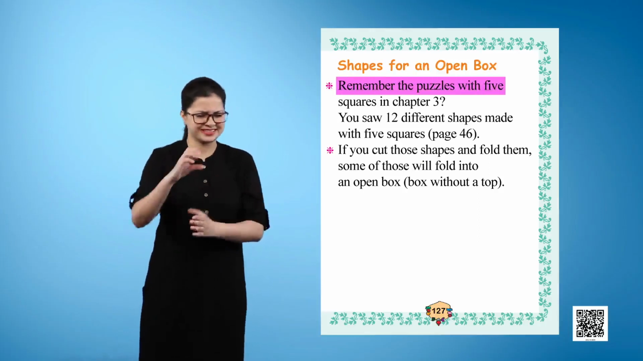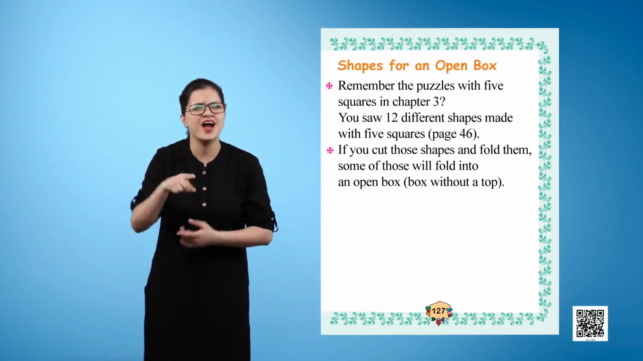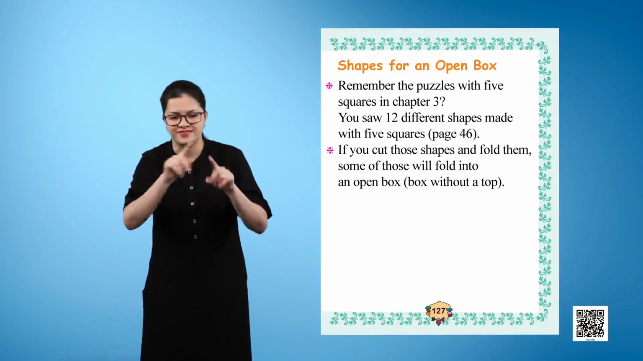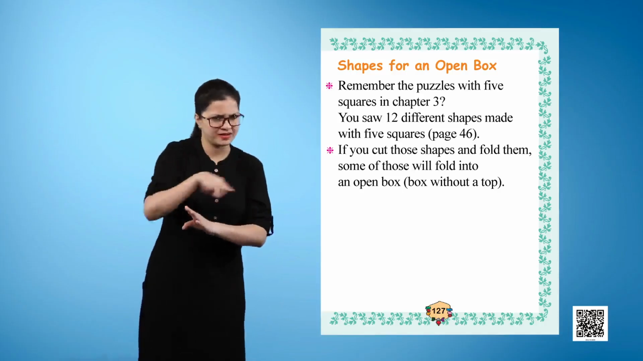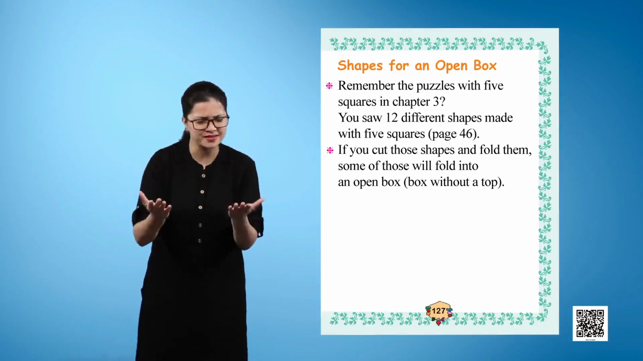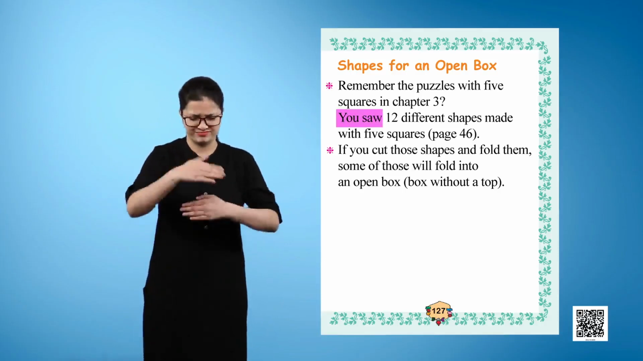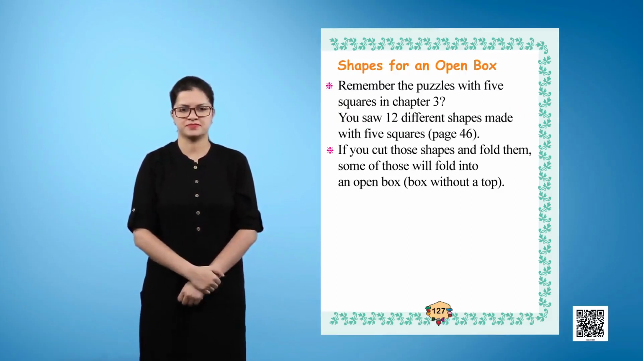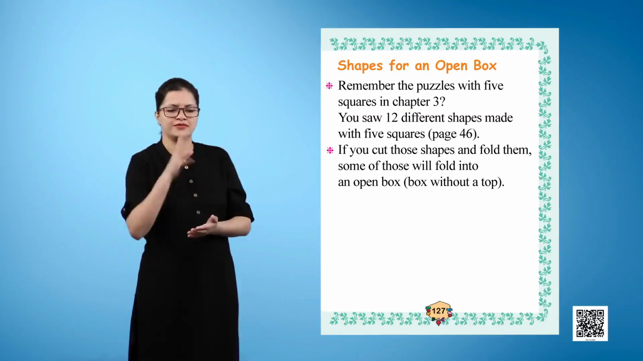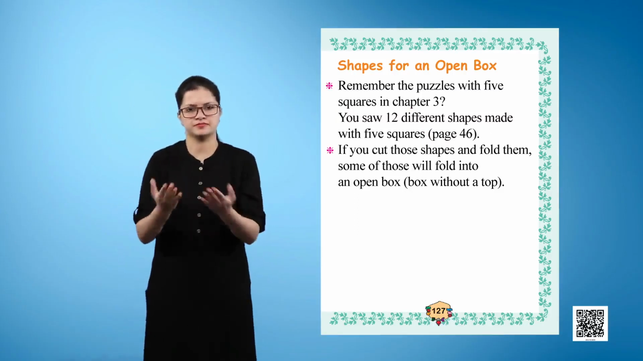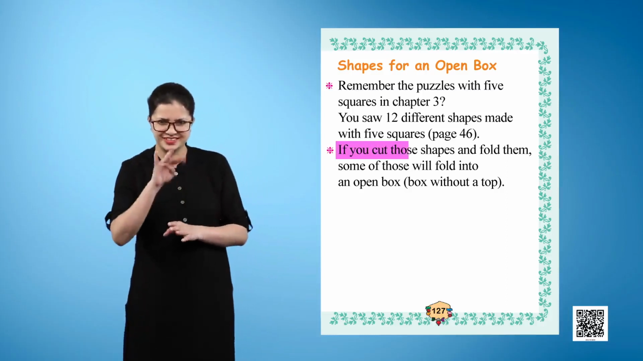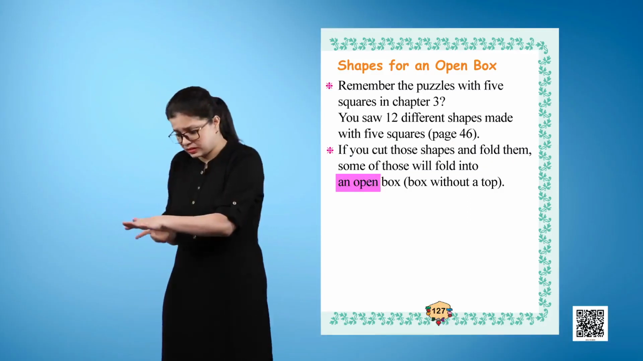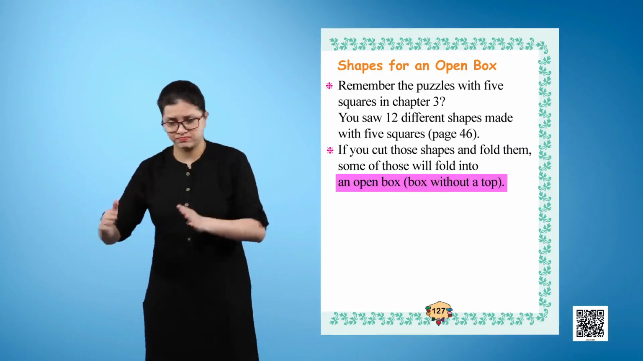Shapes for an open box. Remember the puzzles with 5 squares in Chapter 3? You saw 12 different shapes made with 5 squares. Page 46. If you cut those shapes and fold them, some of those will fold into an open box, that is, a box without a top.